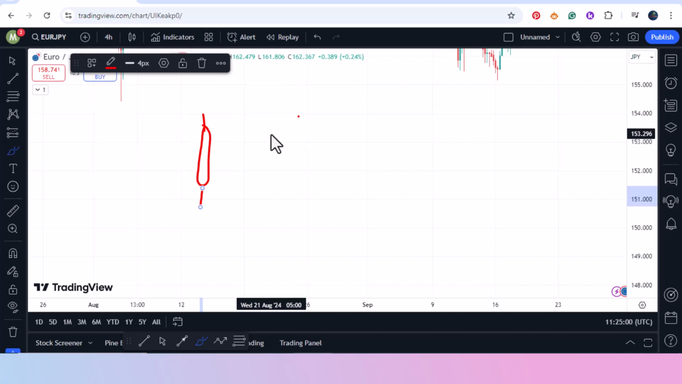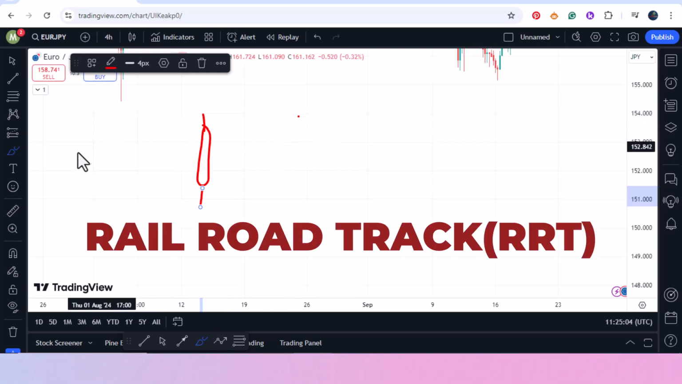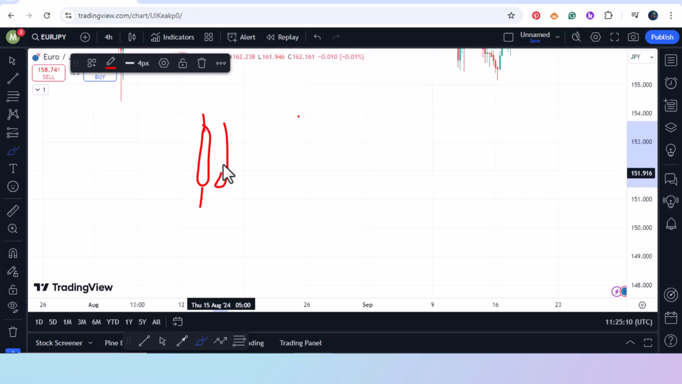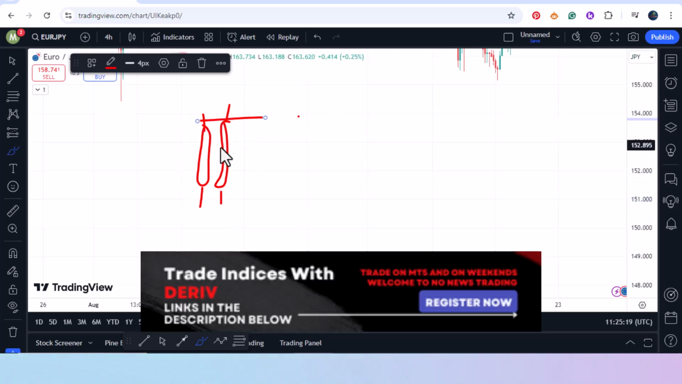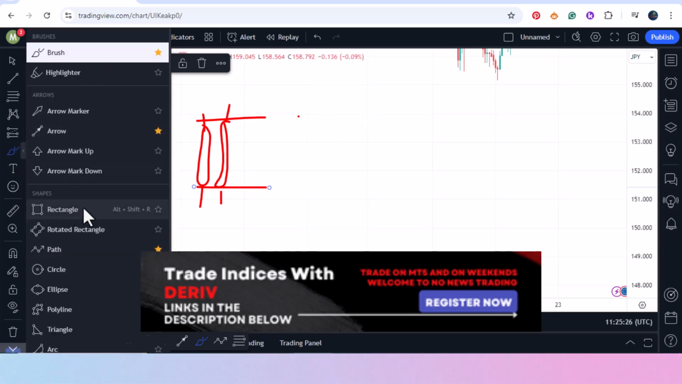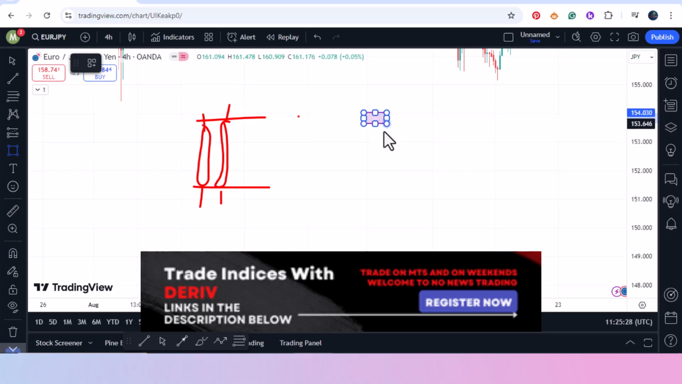So this is what I'm talking about. There's a pattern called a railroad track. Let me just draw it out. Let's say this is a red candle, then another opposite color candle. So maybe we have two candlesticks, one goes up and one goes down in that same range. We have two candlesticks. Let me draw it like this so that you can see clearly.